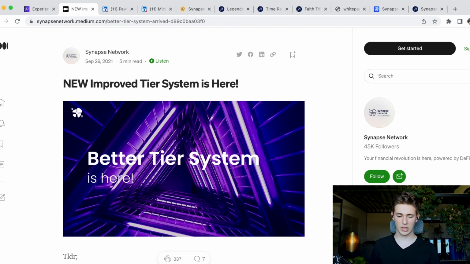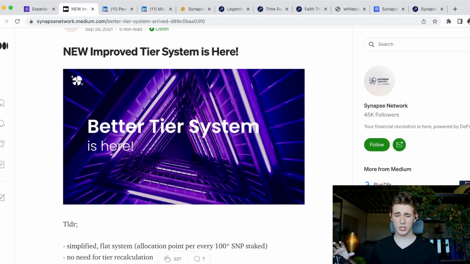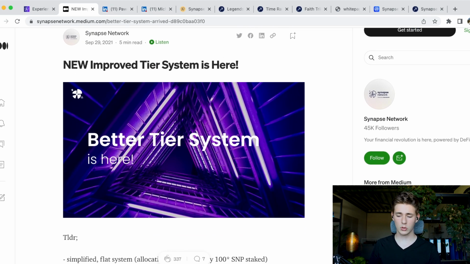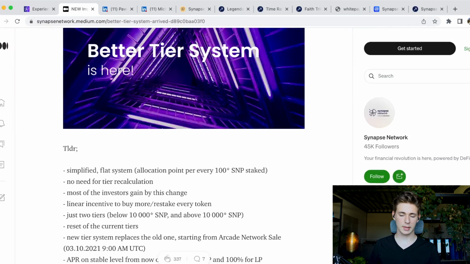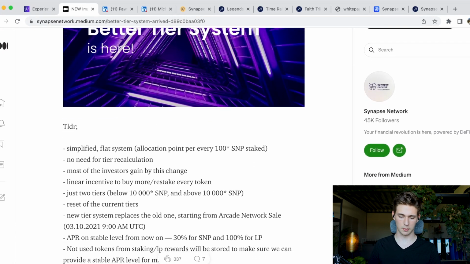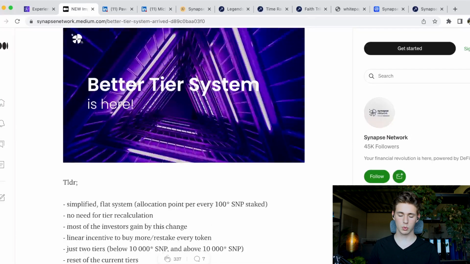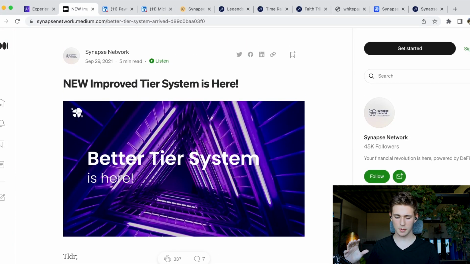Now at least you guys understand it. If you still don't understand it, use the URL, go to their Medium, Synapse Network, and you will be able to read up everything else on the tiered system. Also, it is worth mentioning that this is a new tiered system. They used to have a different tiered system, but they changed it because it was too difficult. So if this is already difficult and the other one appeared to be too difficult, then I don't even want to know what that is.